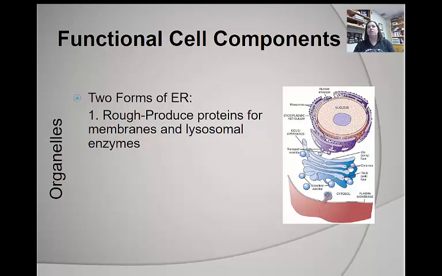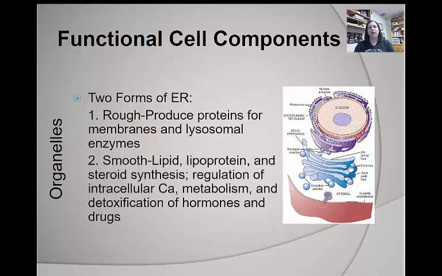Okay, and you can see it here. It's rough because it has the ribosomes on it. On the other hand, the smooth ER is going to create lipids, which are fats or lipoproteins, as well as steroids, which all are fat related. It's also going to regulate your internal calcium levels. It's going to help with metabolism, and it's going to help detoxify certain hormones and drugs that come into your body.